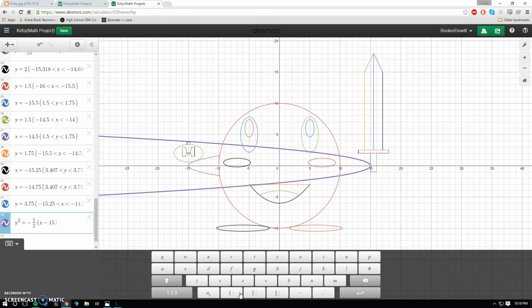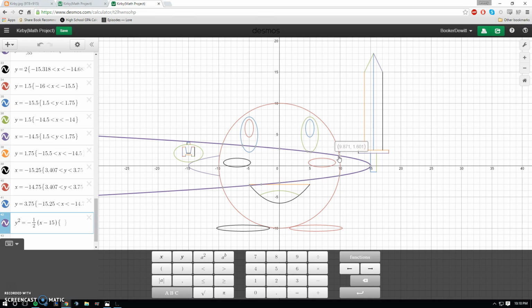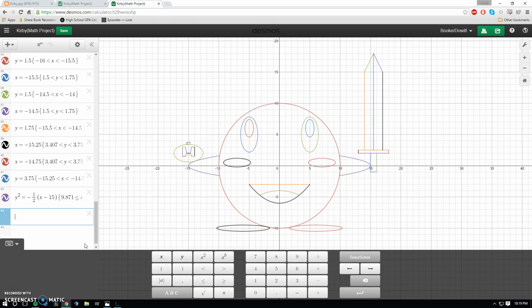And then I had to restrict it. And so this restriction is very particular. I needed it to end where the circle met the parabola. So that was 9.871 is less than or equal to x. And then we get that restriction going right there.